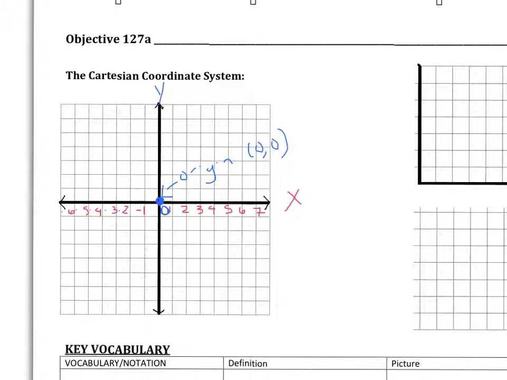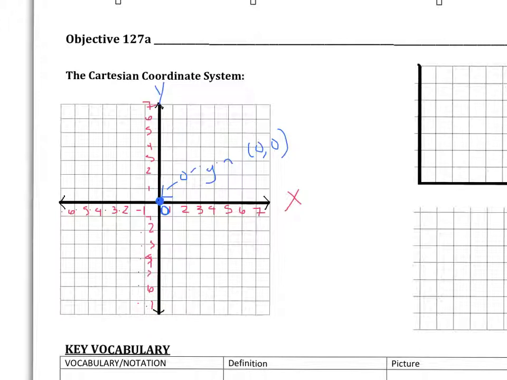Right? The y-axis works the same. Think of it kind of like a thermometer, okay? If 0 is right here, then we have 1, 2, 3, 4, 5, 6, 7. And then going down the other way, we could have -1, -2, -3, -4, -5, -6, -7. So we have the origin label, we have the x and the y axes.